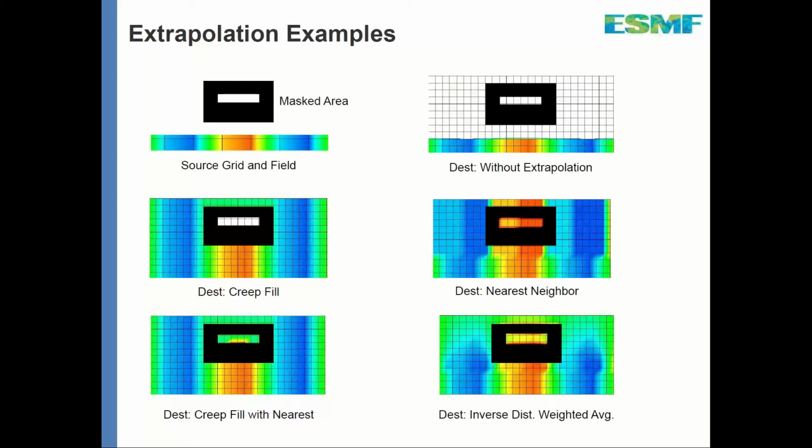So the problem with this though is that because it doesn't cross masked regions, if you have a hole in your mask, a region in your grid that's completely surrounded by mask, the creep won't get in there. So we added another method, which you can see at the bottom, that does the creep fill first and then does a last step of nearest neighbor regridding to fill in those missing points.